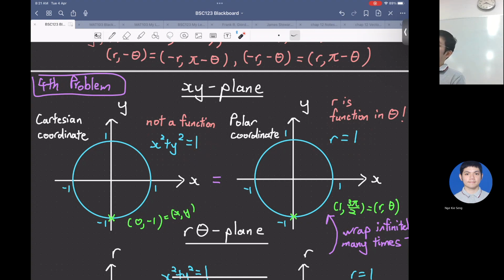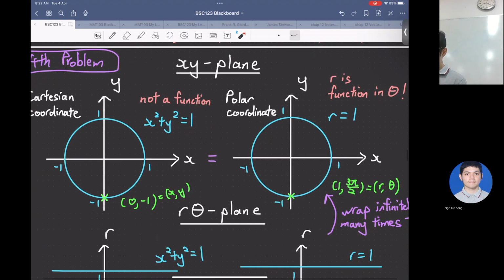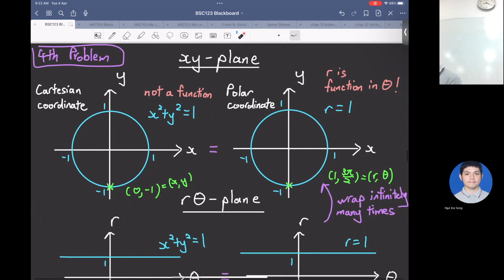So there's some advantage when you switch between coordinates. Some curves which are not functions become functions. And we like functions, because we can do more things with functions. Is it clear? Okay, so another question is in the middle of sketching the polar graph, right?